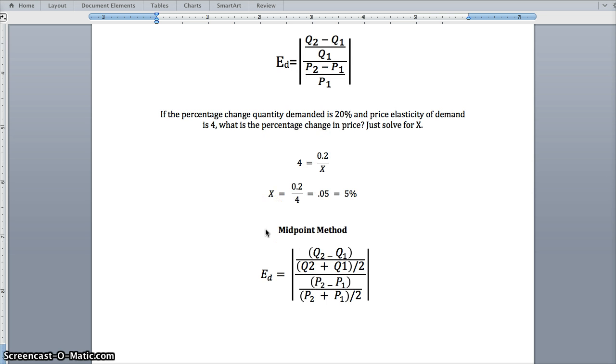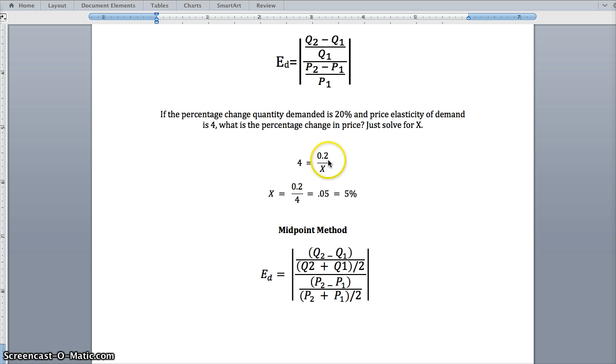So here's an easy little example illustrating what I mean. Let's say the percentage change in quantity demanded is 20%, so let's say people demand 20% more, and we know that the price elasticity of demand of that good is 4. What is the percentage change in price? What is this number down here, right? So you just solve for x. You could set this up pretty easily in this manner. Price elasticity of demand from our problem is 4. In the numerator, we have the percentage change in quantity demanded, which is 20%.